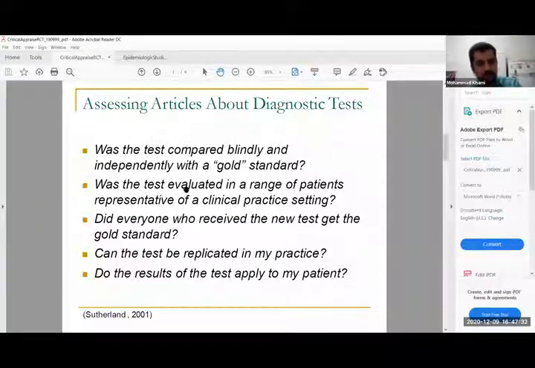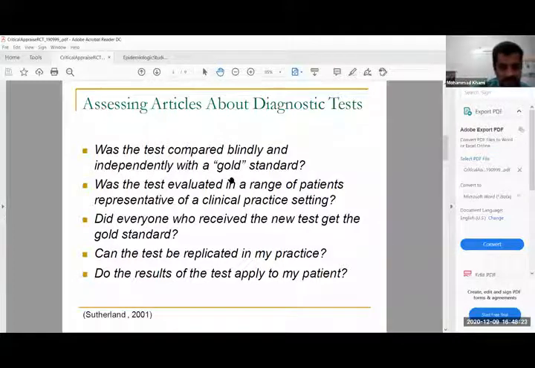You certainly remember from our second session that we had 4 types of questions. One category of our questions was those about diagnostic tests. So when we have a PICO question regarding a specific diagnostic test, and we want to appraise some of the literature that we have found, we can use the criteria in this checklist. Was the test compared blindly and independently with the gold standard? We know that for a diagnostic test study, we do need a gold standard, and the results of the test in question should be compared with the results of the gold standard.